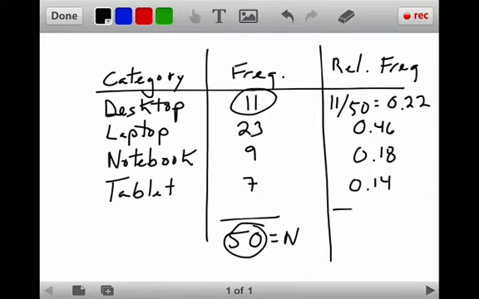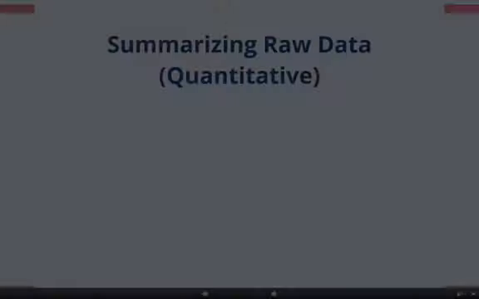Another difference between relative frequency and absolute frequency is if you add all of these numbers up right here, you get a total score of 1. So the total of the column labeled frequency always adds up to the sample size, whereas the relative frequency always adds up to 1.